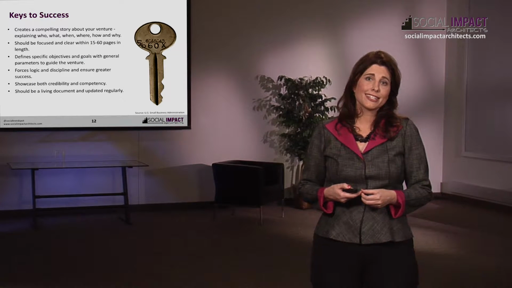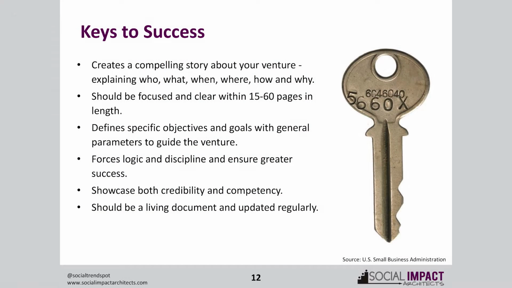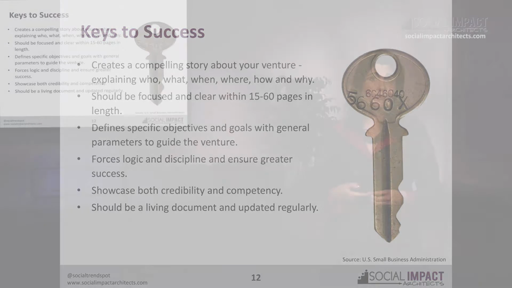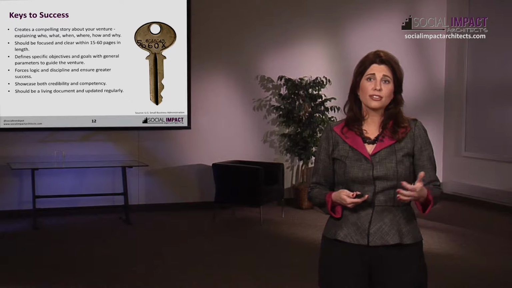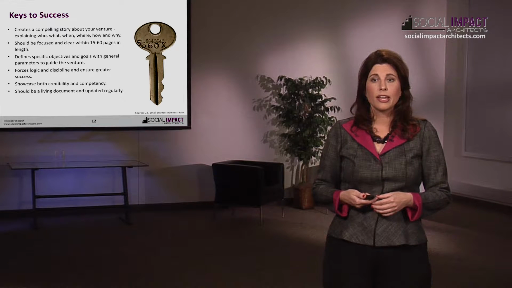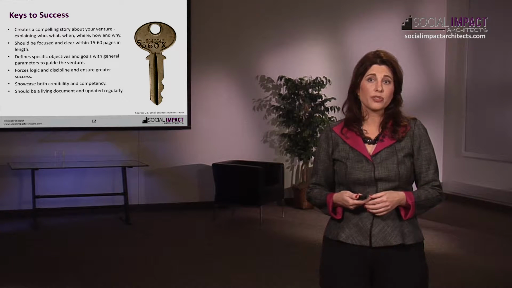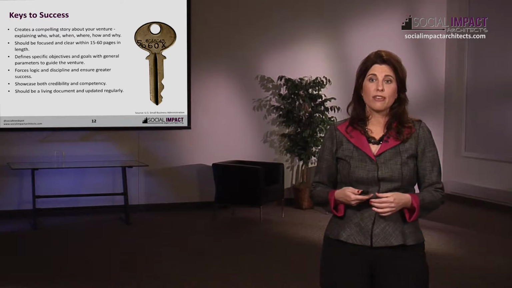So just a couple of keys to success before we get on our way and actually talk about the process. First, again, it should be compelling. You should be answering that who, what, when, where, and why. And that should be incredibly important. And it doesn't have to be 90 pages. It can be a very concise 15 to 60 pages. And we'll talk a little bit about what are some of the different possibilities when it comes to business planning. It also should talk very specifically about your goals and objectives and really thinking about what the organization is going to do related to that venture.